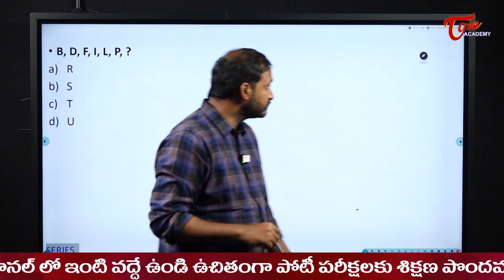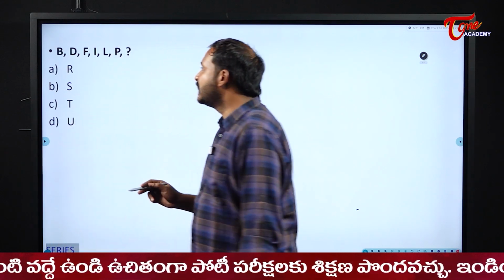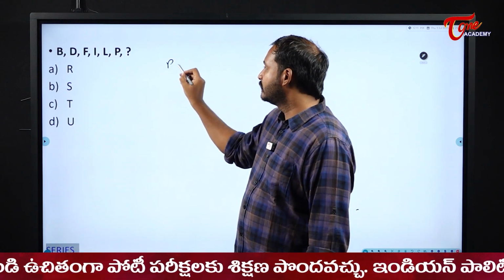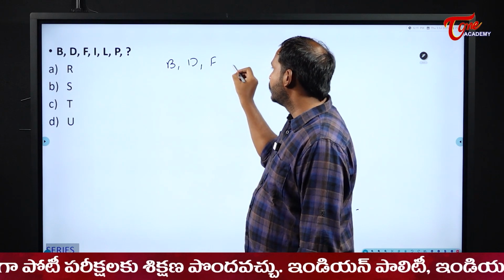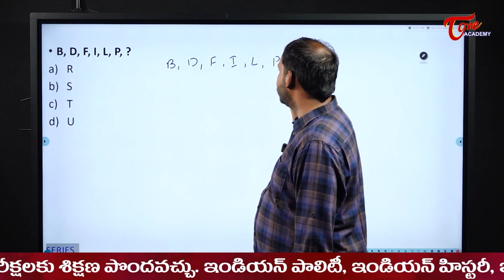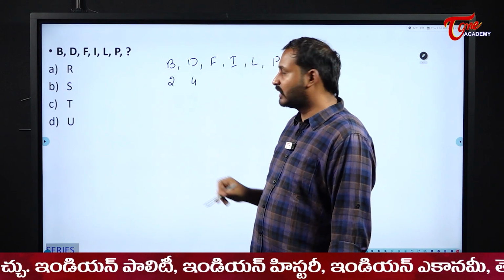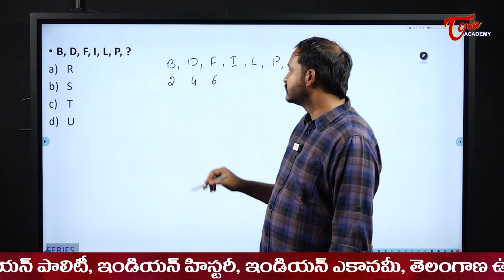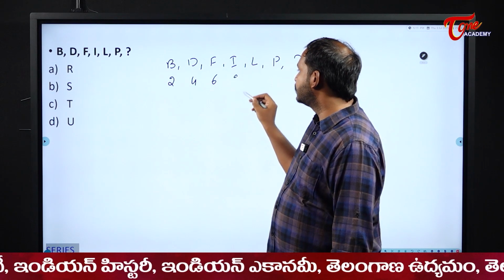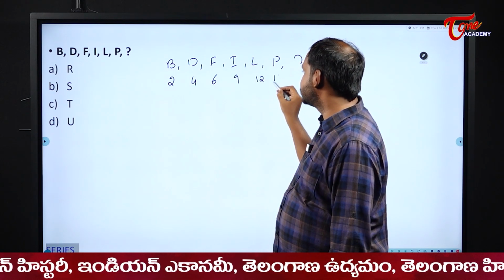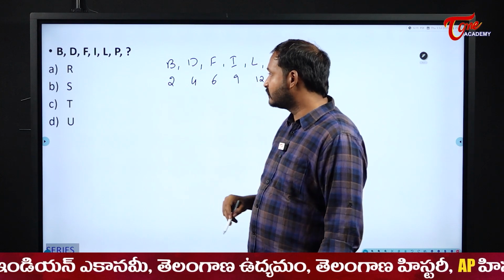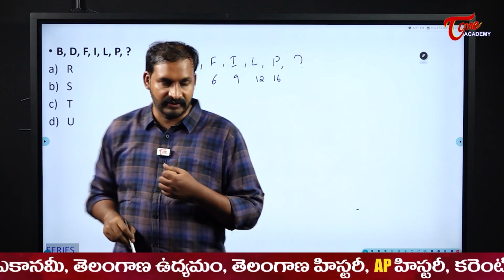See the next one. B, D, F, I, L, P. What comes next? B is what for me? Second alphabet. D is fourth alphabet. F is 6th. I is 9th. L is 12th. P is 16th. Now what comes next? That is a question for us here.